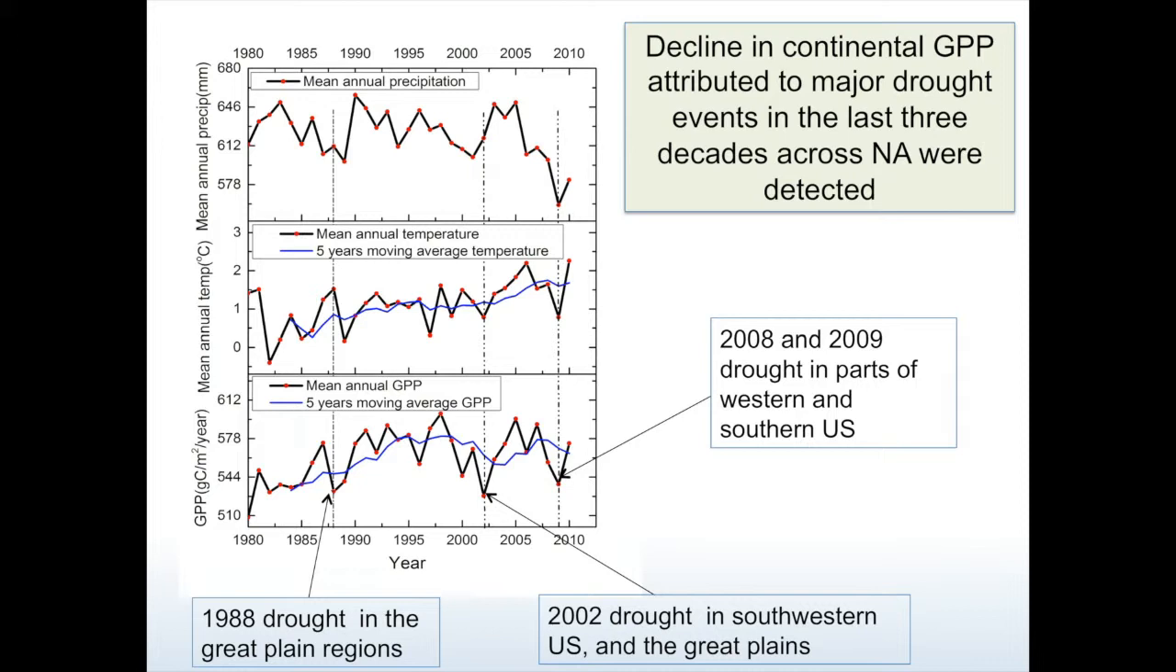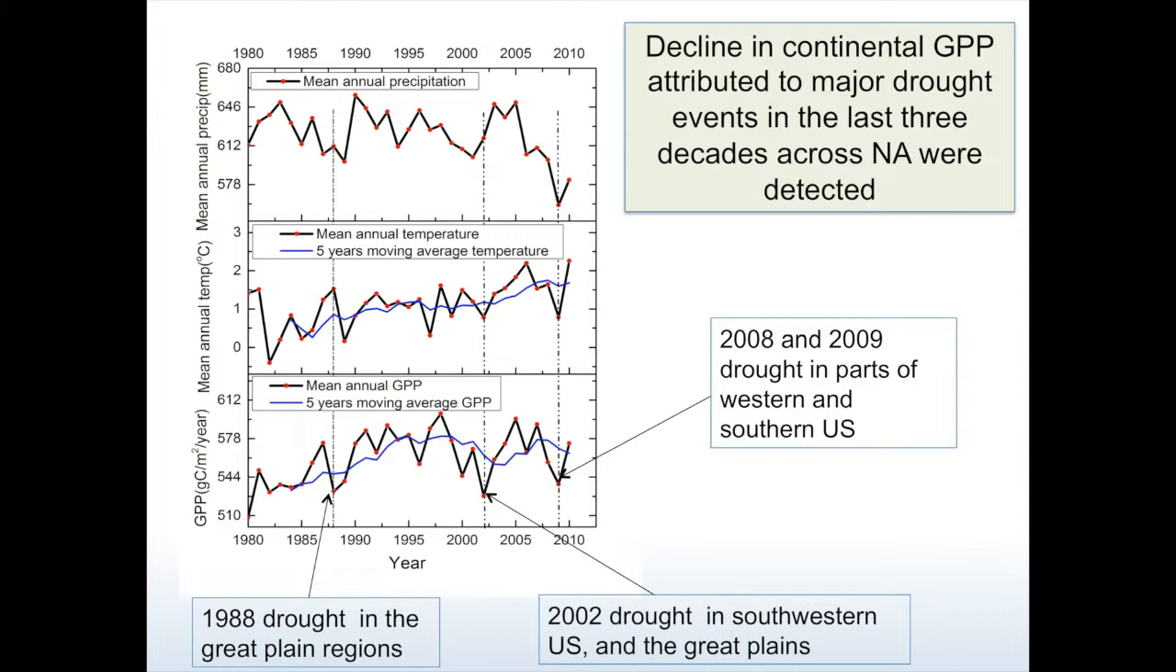We also see generally rising trends in global continental temperature. This is a summary of those maps that I showed earlier. Here is the continental gross primary productivity expressed in grams carbon per meter squared per year. You can see there is a dip in the '88 drought, another dip in the 2002 drought, and another dip in the 2009 drought.